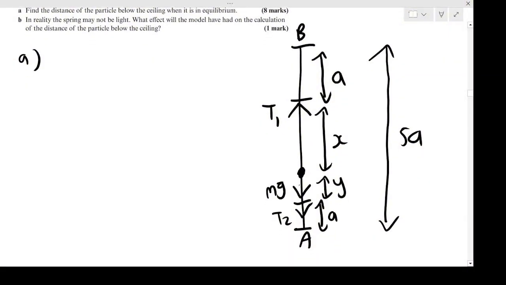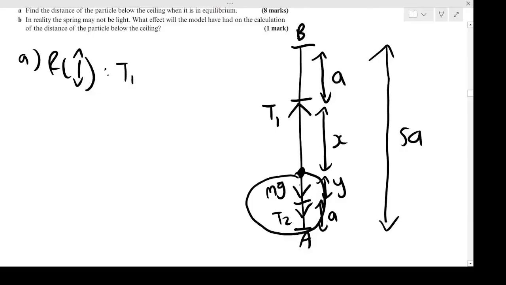Now, we can resolve up and down. So again, I've got my tension force here, T1, and that's going to equal the downward forces, which is mg, the weight, and the tension T2. Again, we equate the top and the bottom forces because it's in equilibrium, so the opposite forces equal one another.